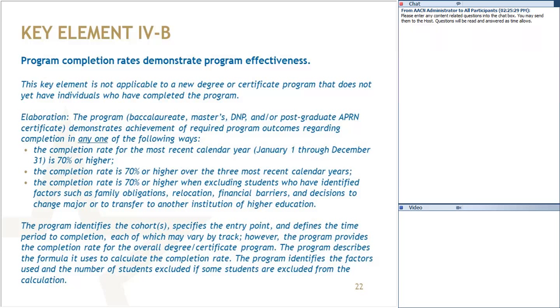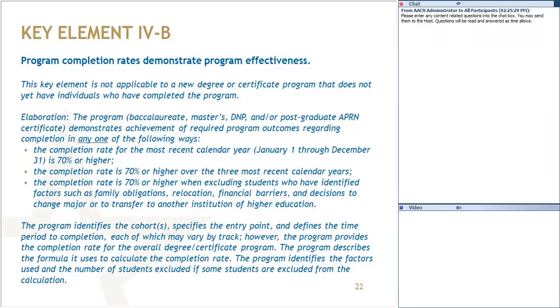But if the school finds that they are less than 70%, then they can look back over the past 3 years and look at the numbers of students who have completed during the past 3 years, and if that calculation is 70% or higher, then again, they're done.